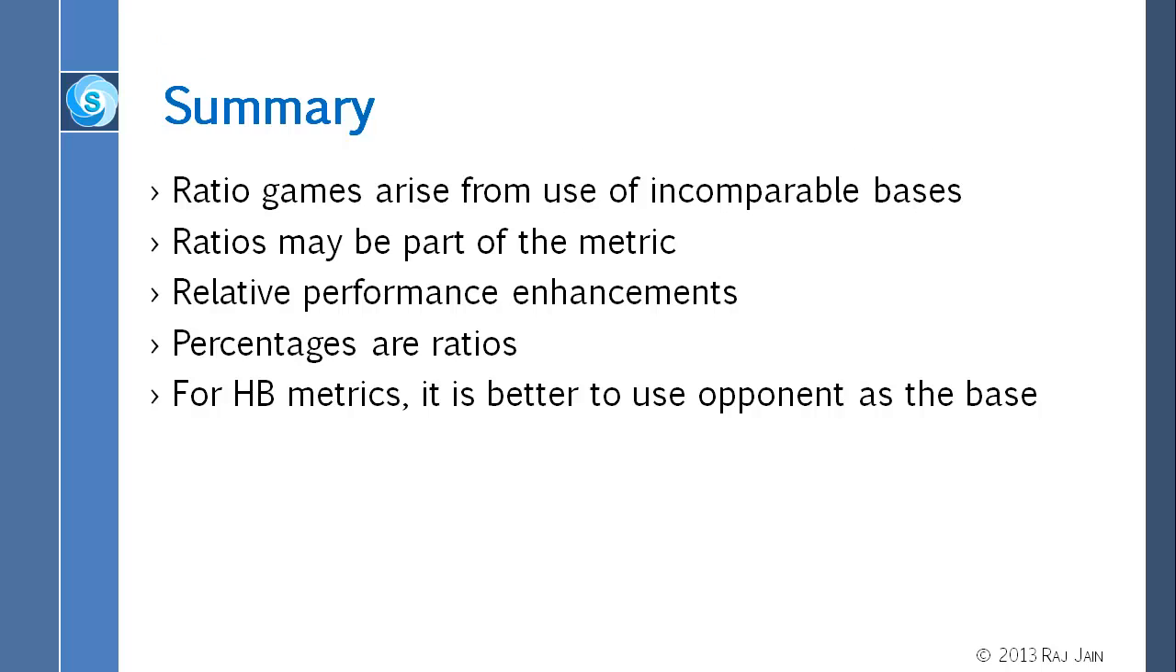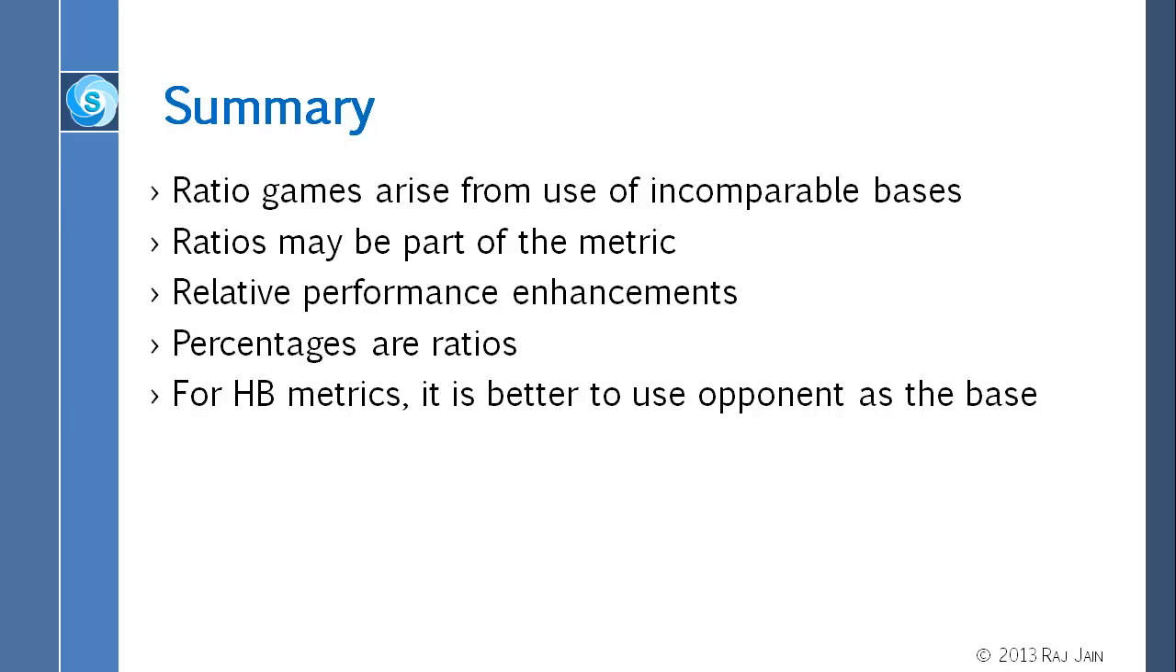All right, that brings us to the end of that chapter. And the 5 conclusions are that ratio games arise from the use of incomparable bases. When you have bases that are not comparable, then you get into this kind of trouble. And the ratios generally do not have to be just taken at the end. They could be built into the metric, into the performance, into the relative enhancement or whatever you're measuring. And then percentages are in particular dangerous for that reason. So whenever you see a percentage, you have to know what the percentage is of and whether they are comparable.